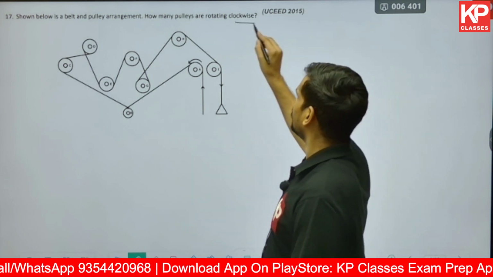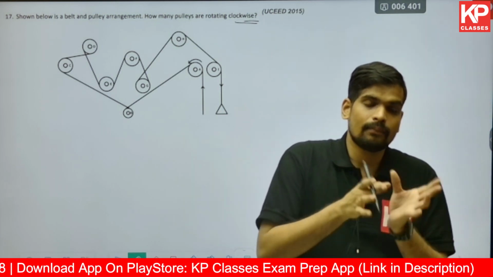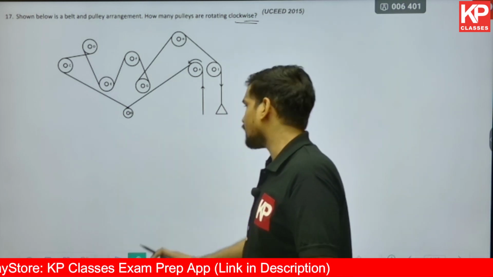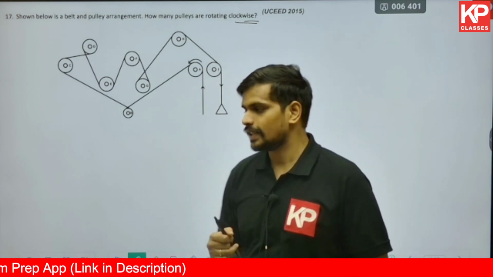So they have clearly stated. The previous one they have stated indirectly. They have asked how many pulleys are turning in the same way that the small pulley turns. Here they have clearly stated they are asking about the direction of clockwise movement. Let us look into it. It's a smaller system also. It will be easy for us to mark.